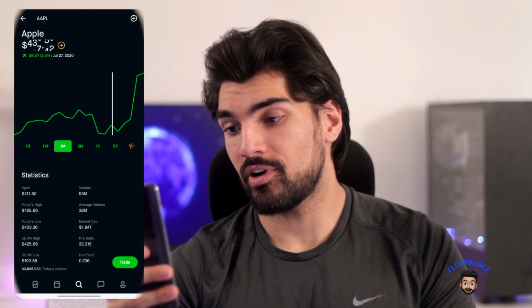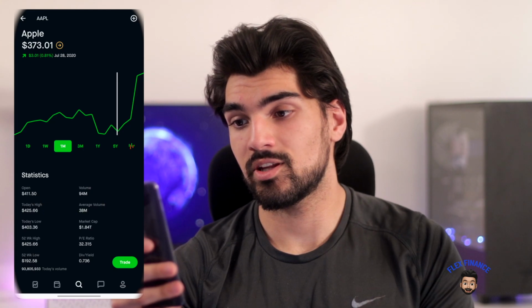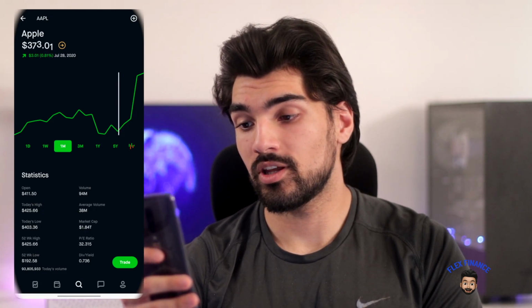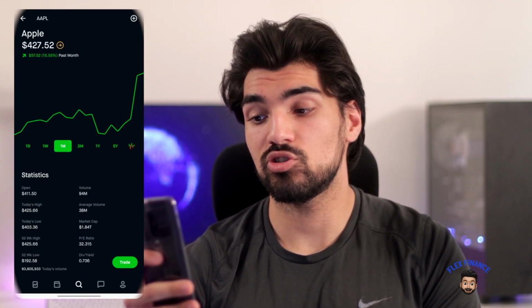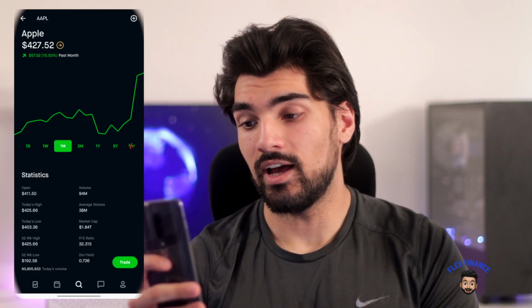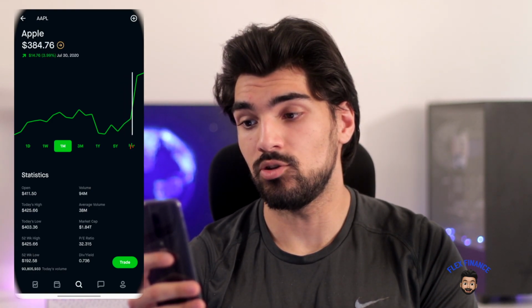So guys, as you can see right here, it dipped to $373.01. Now, if you bought one share of Apple here and you sold it here at $380.16, you would have made $6.99 in profit. So almost $7 in profit for holding it from July 28th to 29th. One day, you would have made $7. So if you bought 100 shares of Apple right here and sold the 100 shares right here, you would have made almost $700. And you could have waited longer and made even more money.